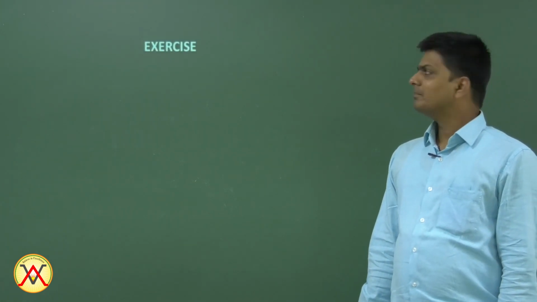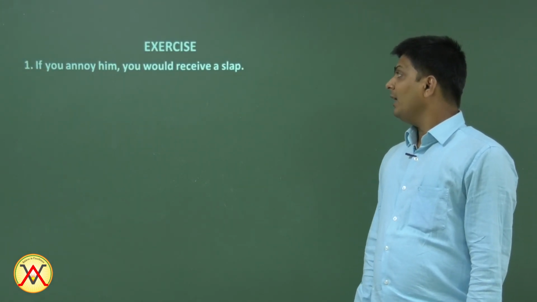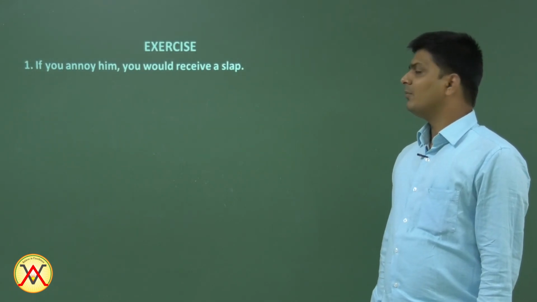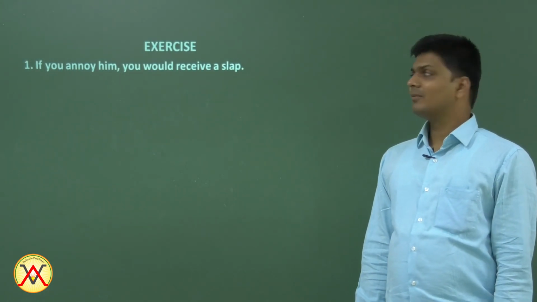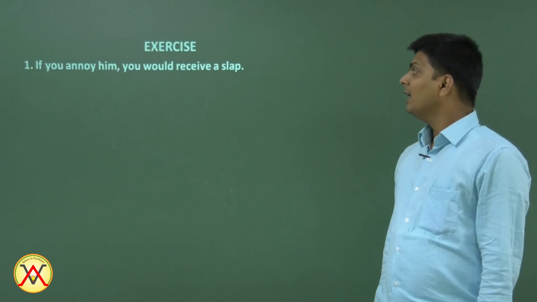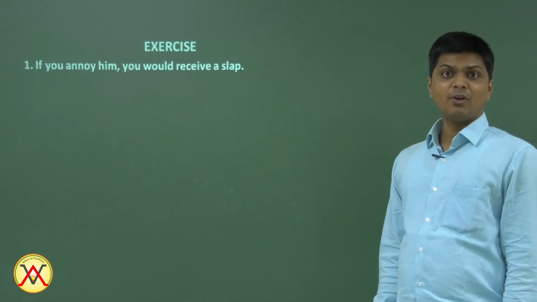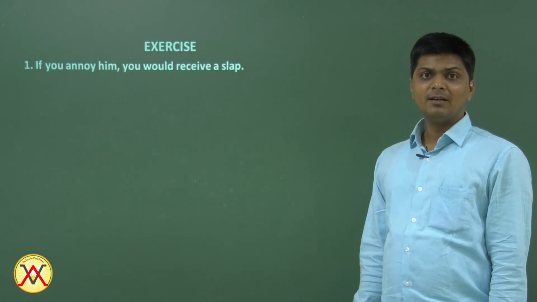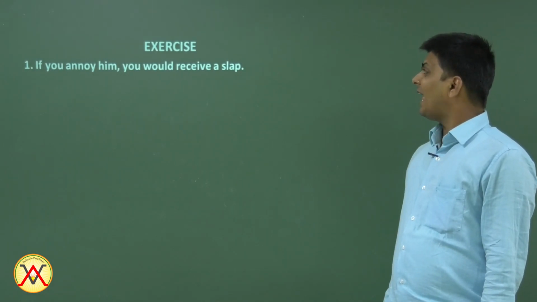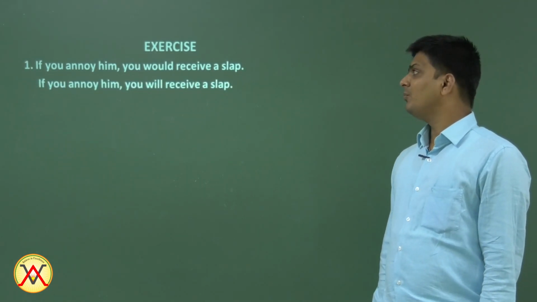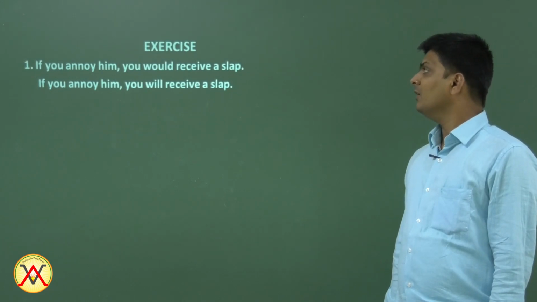Some exercise. If you annoy him, you would receive a slap. You have to find an error in this sentence. What's wrong there? Well, if you annoy him, is all right. The first conditional, you would receive a slap? No, you will receive a slap. It should be, if you annoy him, you will receive a slap.